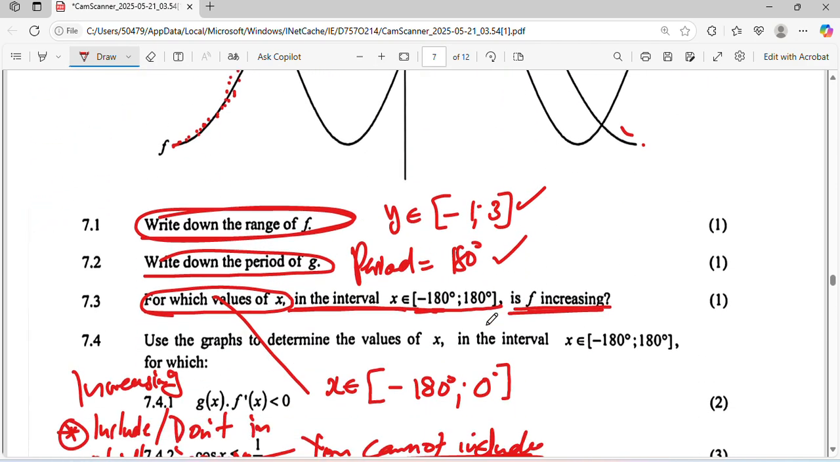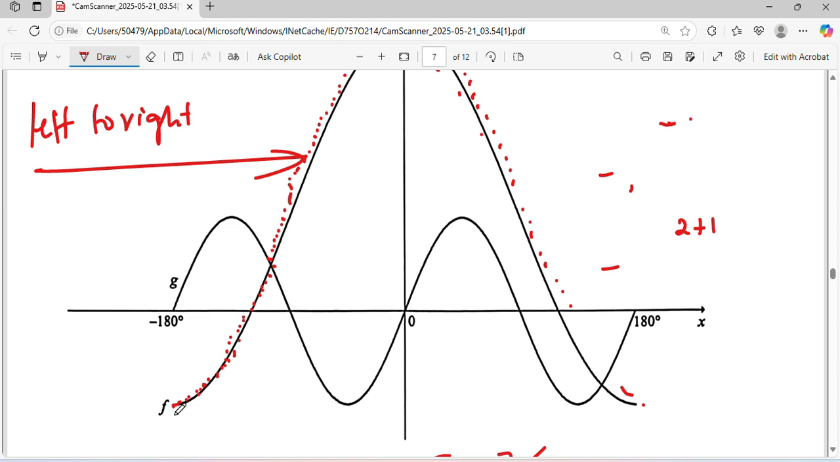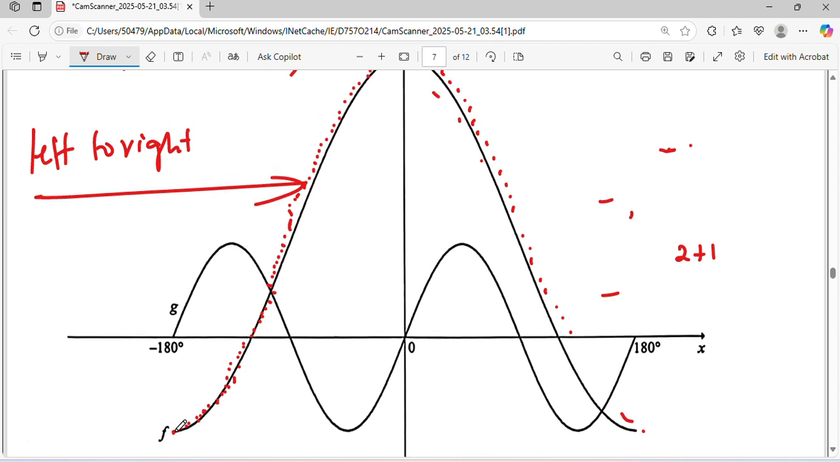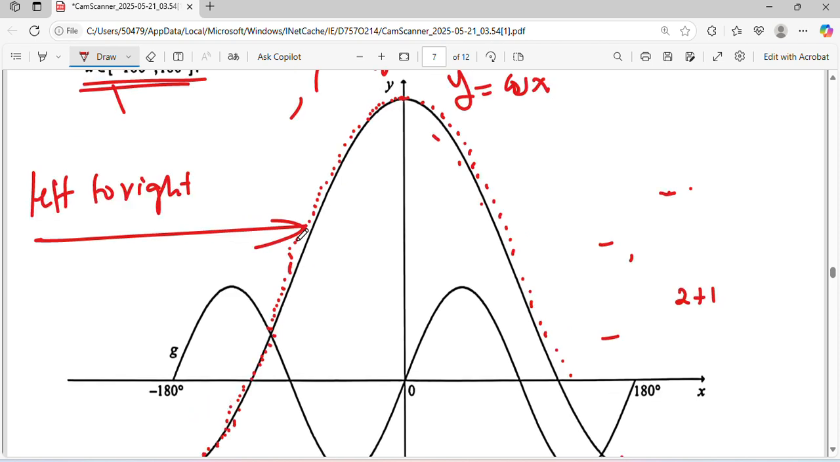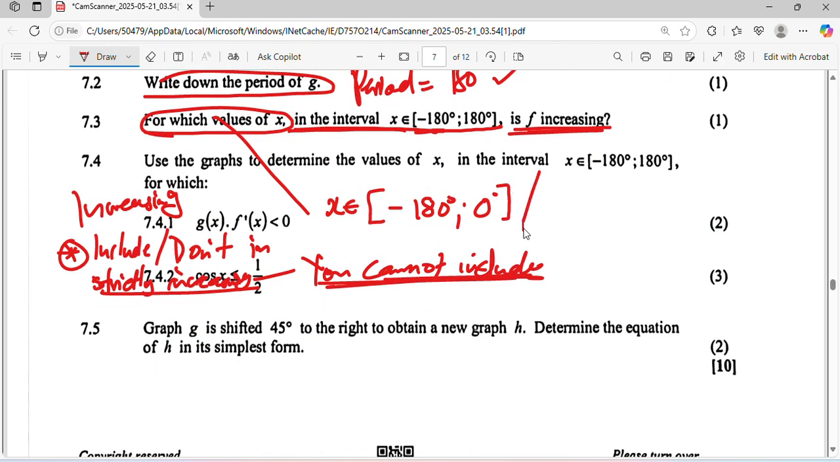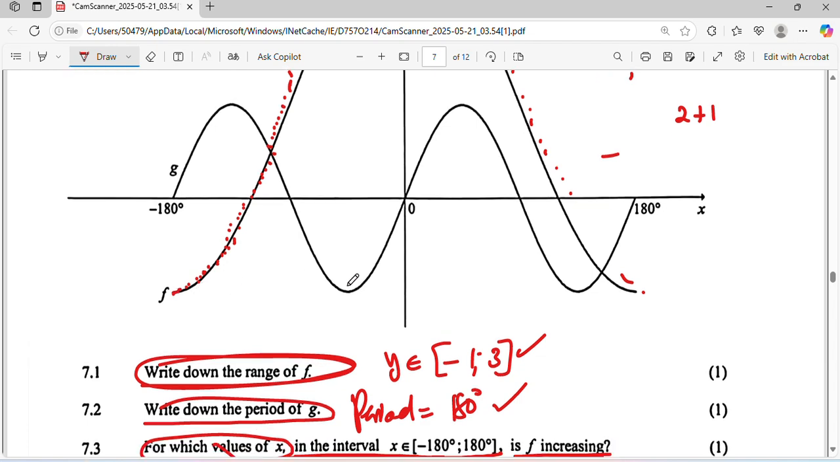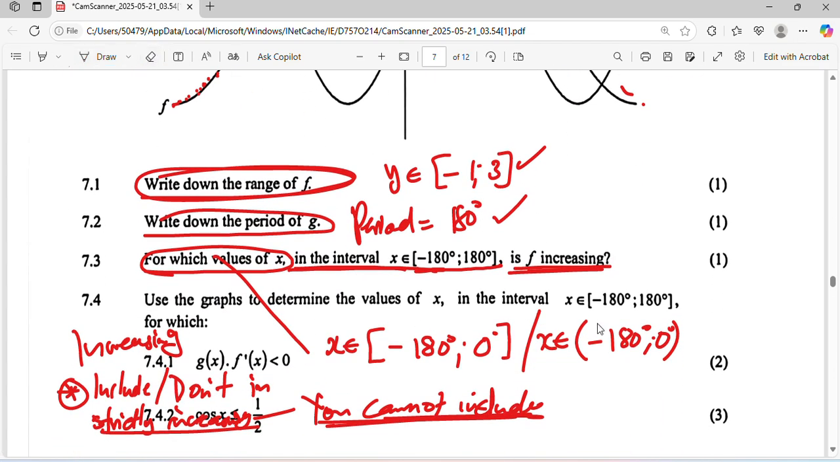Okay, you can include in this case, because they say what are the values in this interval? Is this increasing? Here from -180, we're saying it's increasing, it's going up, it's going up until we reach what? 0. So 0, I'm also including it. Okay, but you can give your answer this way: x is an element from -180 degrees until 0 degrees, because at -180 you can view it as -180. You don't really know. I think you can include here, but at 0 you cannot include.